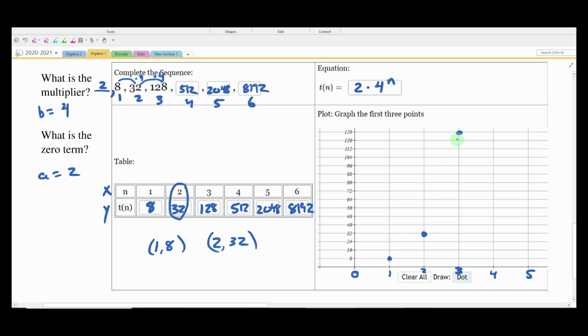Okay. And since this is a sequence, we do not need to connect these points. Right? Just plot the individual points from your table and only plot the points that will fit on the graph. All right, and that should complete that problem for you.